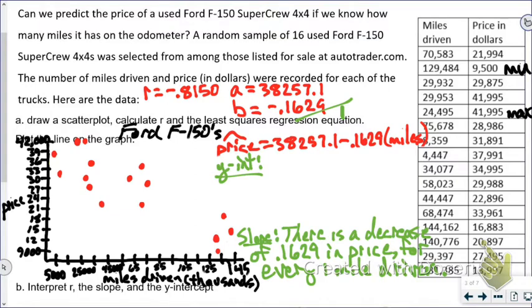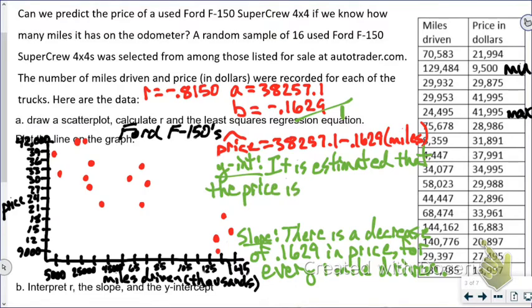So it is estimated that the price is $38,257.10 for 0 miles driven.